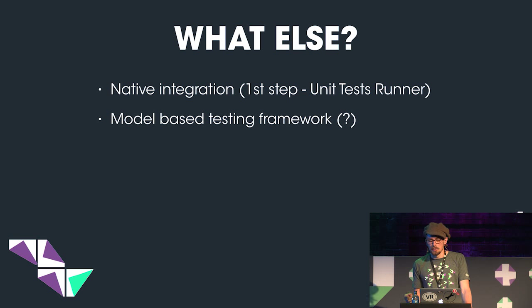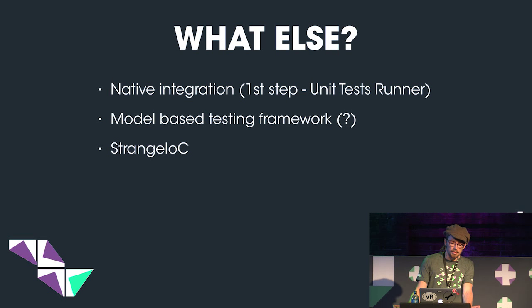If you're into test automation, you might find interesting a framework called Strange IOC, Strange Inversion of Control, which was written by Mark Tannenbaum and Will Corvin, who are currently working at Unity as well, but they're developing this framework independently. So you should give it a look. I think it's pretty cool, and if you like it, give them some feedback. They will love it.